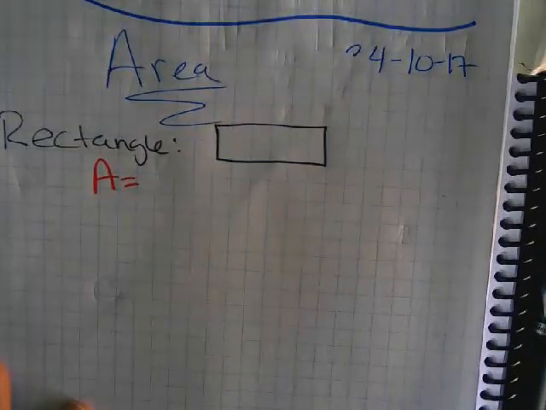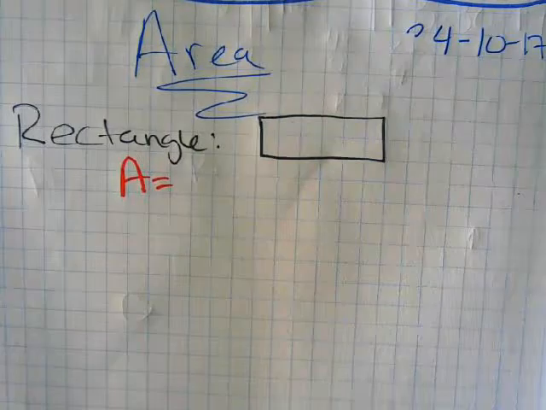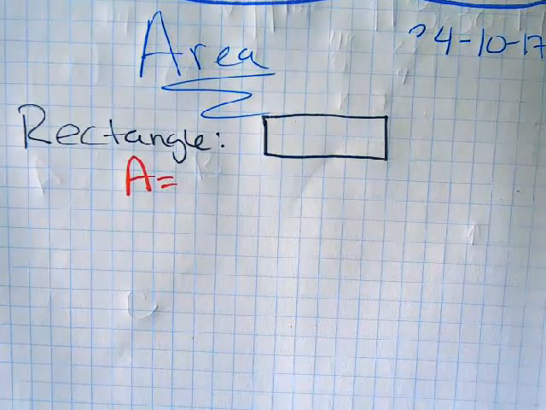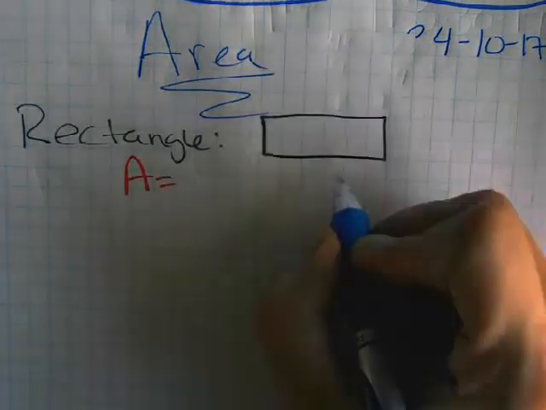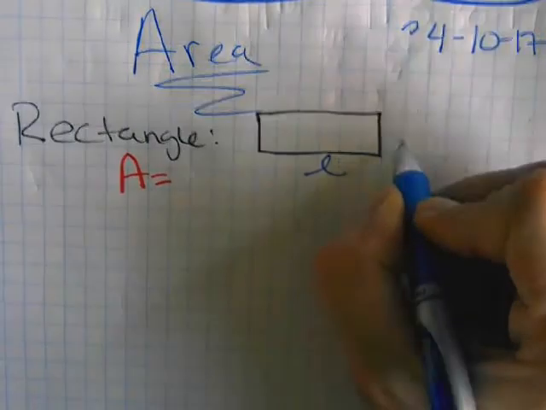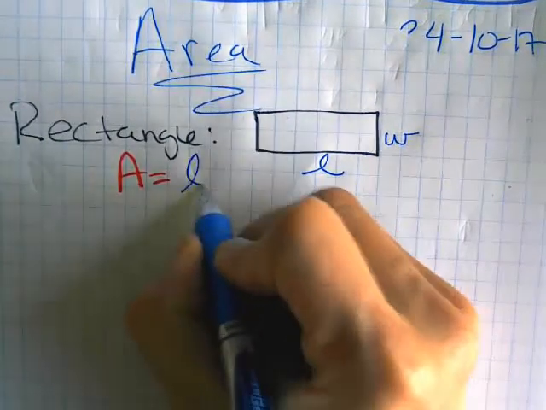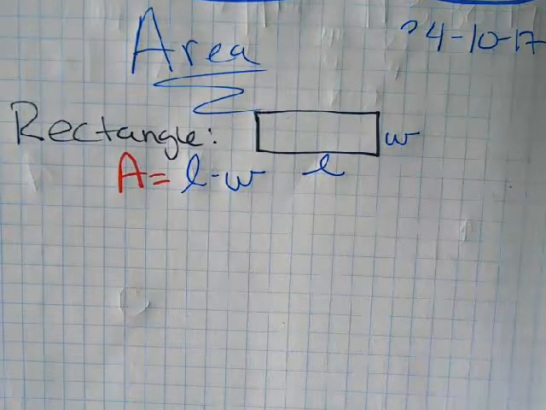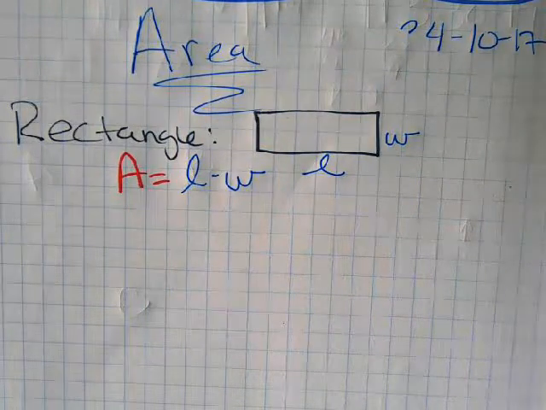Multiply all sides? Nope. Not adding all sides. You multiply two sides. Does anybody know what we call those two sides? Alright, so you multiply what is called the length times the width. So area is length times width. You're just multiplying two things. Length times width.